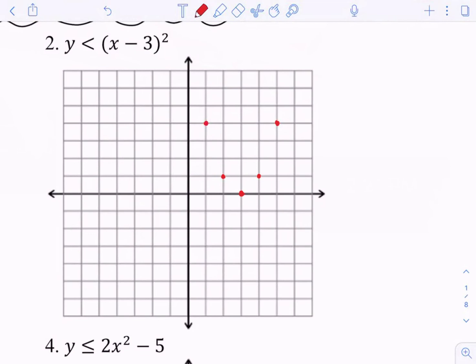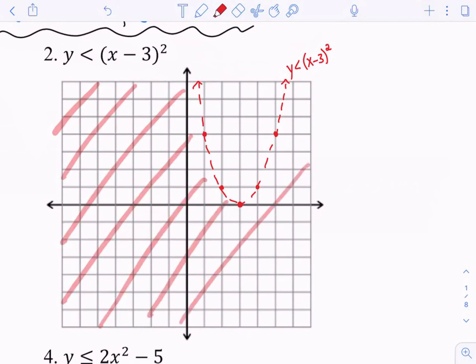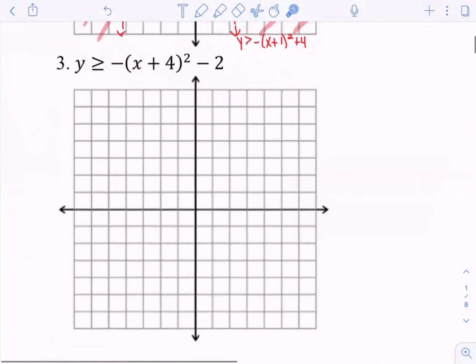Now, because it's just a less than symbol, it's still a dotted line. It is not solid. So a dashed line, whichever one. I'm always labeling when I'm done. It always reminds me what I have to do. So y is less than x minus 3 squared. So now, since it's less than, that means to shade below. So this is all the space below the curve. Let's try the next one.